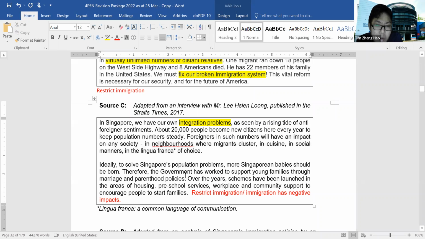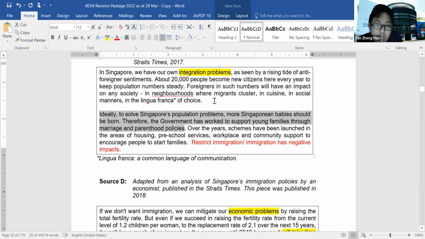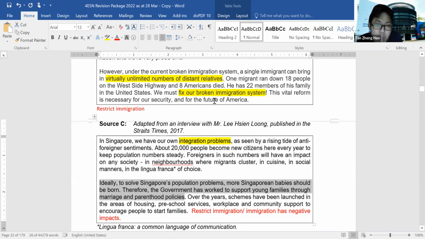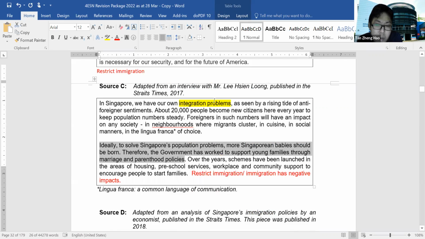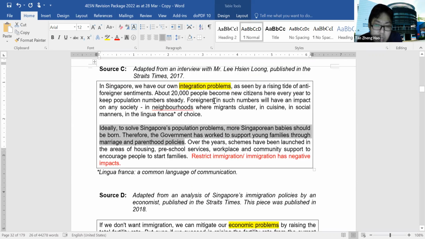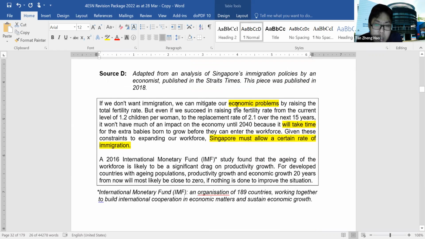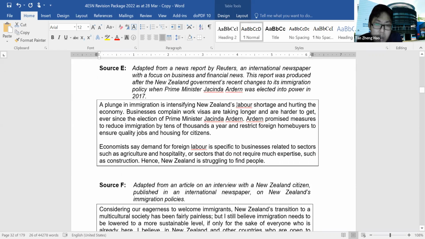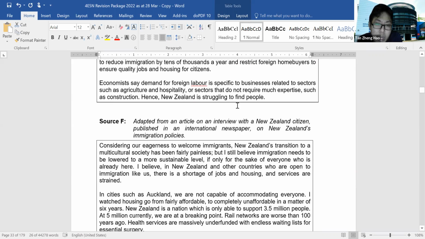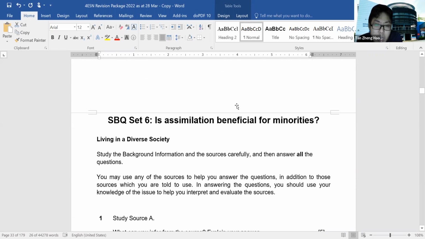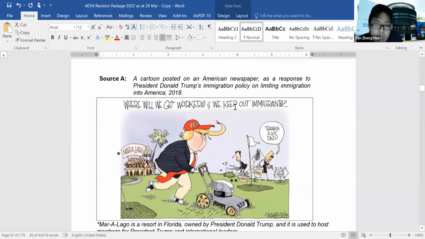Okay, but this source, I wouldn't use this source maybe because this source seems to suggest to me that immigration may have some problems, but maybe it's not as bad as it seems. So maybe I can find another source that supports or contradicts more clearly. So maybe I have to find a Singapore source. Let's see if there's any other source on Singapore. Okay, so there are no other sources on Singapore. So I guess we can use any other country and it works also lah.